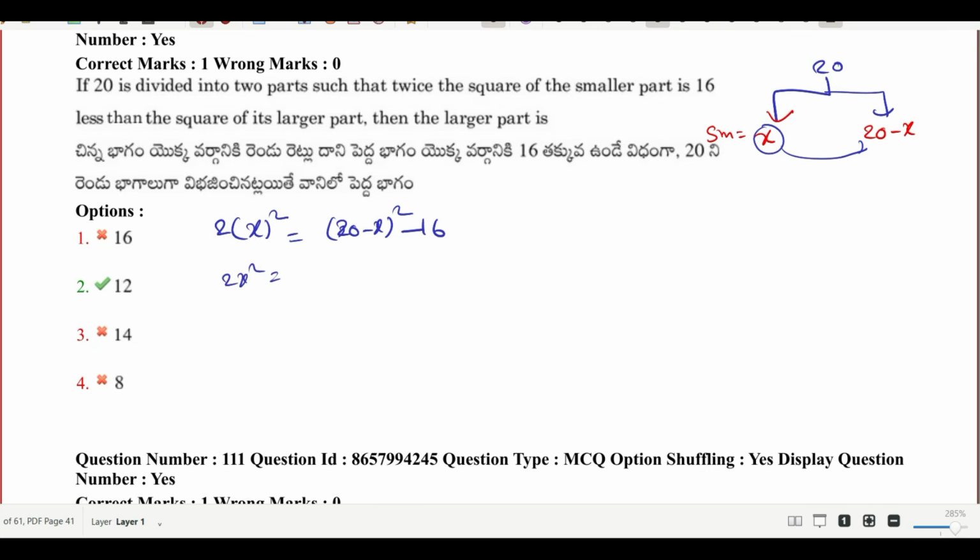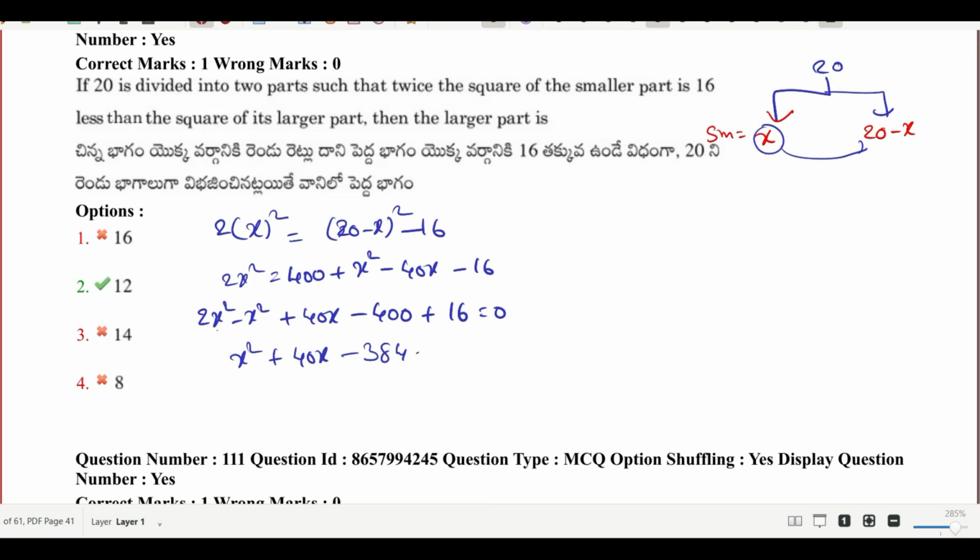This is in the form of a minus b whole square. This can be expanded as a square, that is 400, plus x square minus 40x, minus 16. So if I transpose all the terms to the other side, 2x square minus x square plus 40x, and minus 400 plus 16, gives 0. So x square plus 40x minus 384 is equal to 0. So we get a quadratic equation.